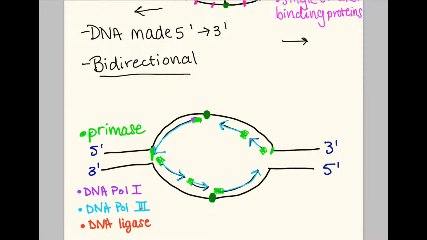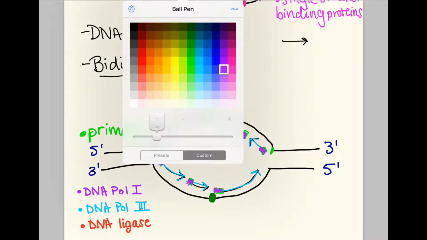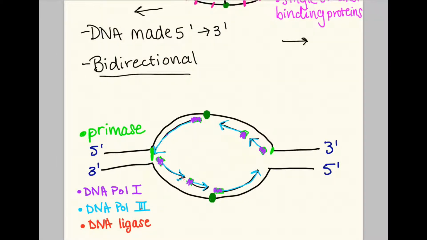And after the polymerase III has elongated, pol 1 will replace the RNA with DNA. And then finally, once that has been done, the DNA ligase can come in and attach, like glue, all of the fragments, including the leading strand, to make one piece of DNA. And then I'm going to write it in red.